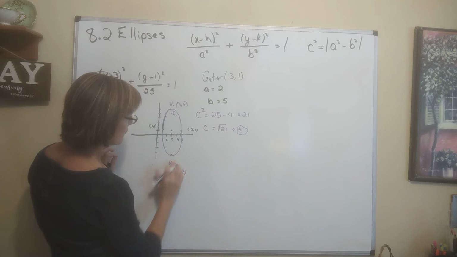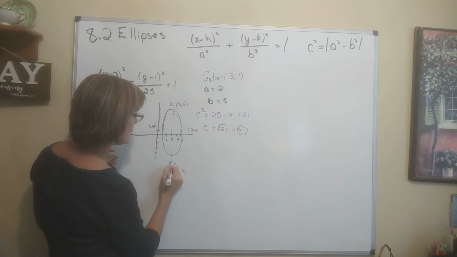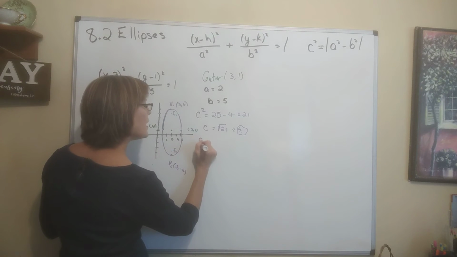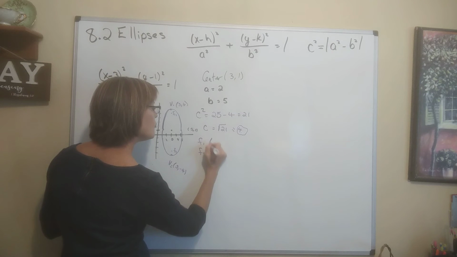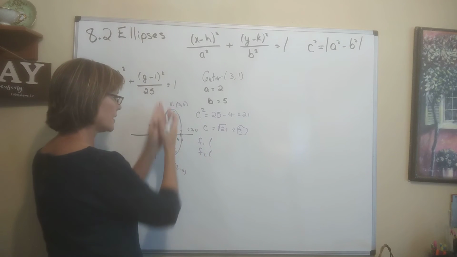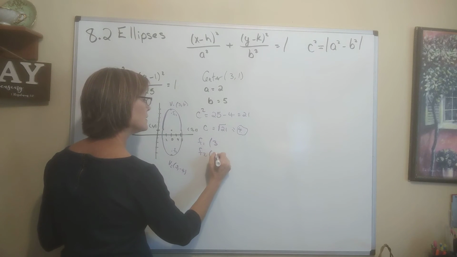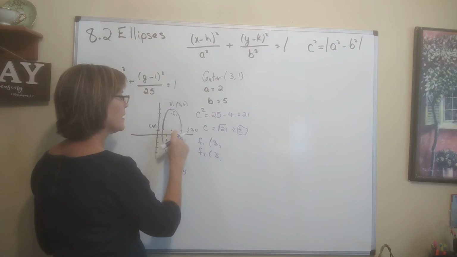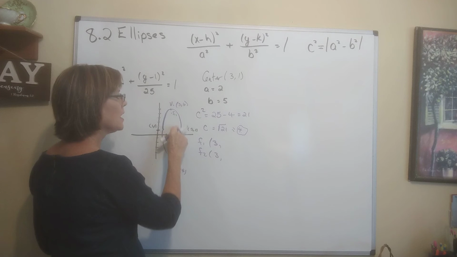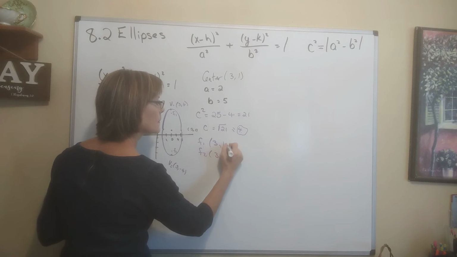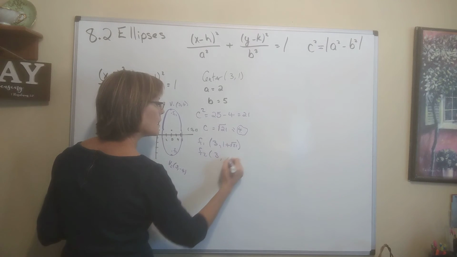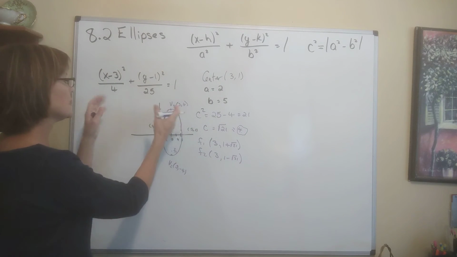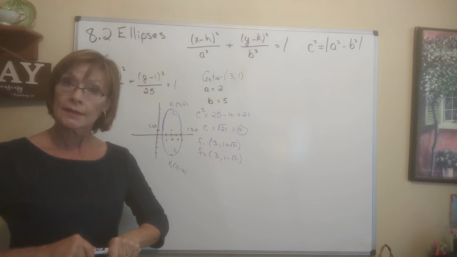I'm going to put my point. Oh, I labeled these both V1. I'm going to have to label one of them a second one. This is F2. Okay, so F1 and F2. F1 has the coordinate: the x coordinate is 3, the y coordinate is, I was at 1, so 1 plus square root of 21. And F2 is (3, 1 minus the square root of 21). And so these are all the nice little things you need to label for your ellipse.